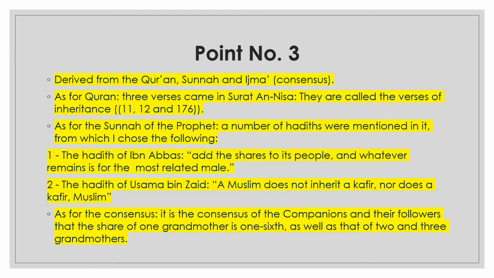As for the consensus, that is the ijma of the mujtahideen after the wafat of Rasul sallallahu alaihi wasallam. There is one mas'ala, one issue that is supported by ijma. The companions and their followers decided that the share of one grandmother is 1/6, as well as that of 2 and 3 grandmothers. So this was proven by the ijma of Sahaba and Tabi'in. Basically, these are the 3 sources of the science.